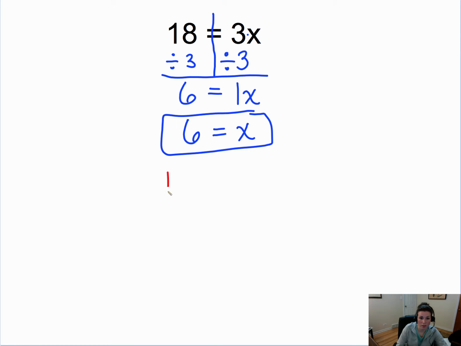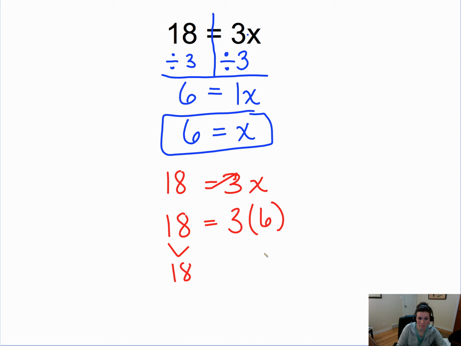And then we check our answer by plugging it back in. So instead of x, I'll plug in the 6. This is 18. This is 18. They're equal to each other, so it's correct.